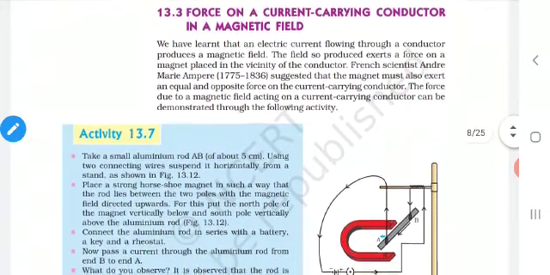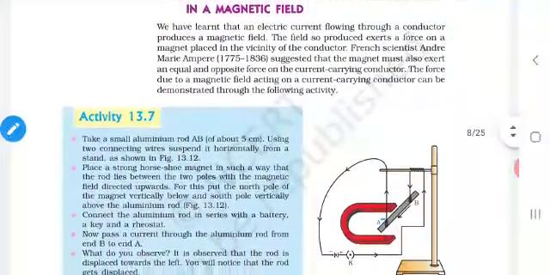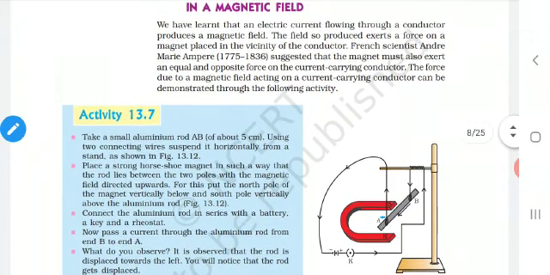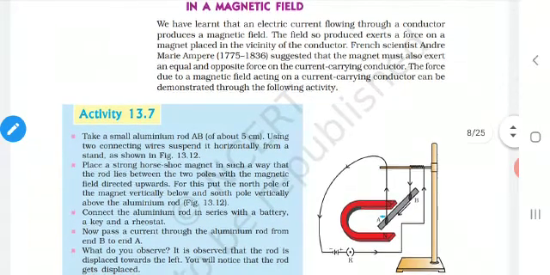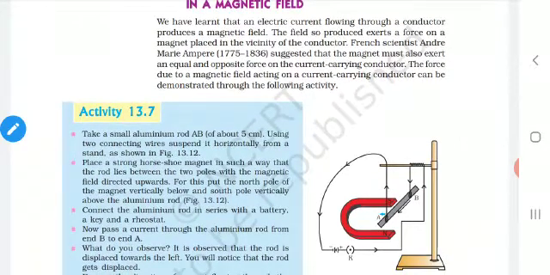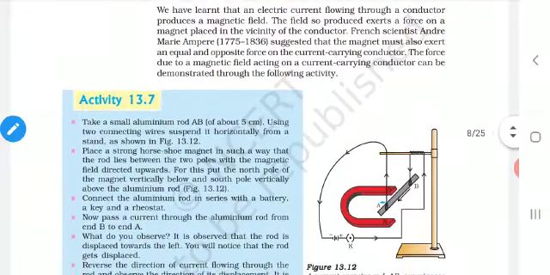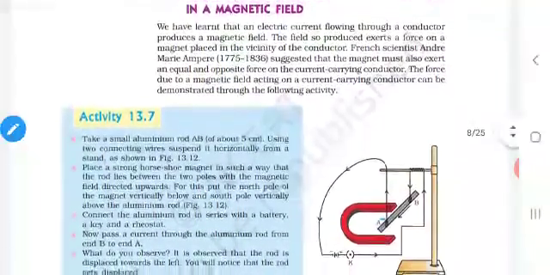Listen children. An electric current flowing through a conductor produces a magnetic effect. So this magnetic field will exert a force on the magnet. This magnet is placed in the vicinity of the conductor. In the vicinity means it is placed near the conductor. The magnet also exerts an equal and opposite force on the current carrying conductor. Let us see this with the help of an activity. Have you all understood children?